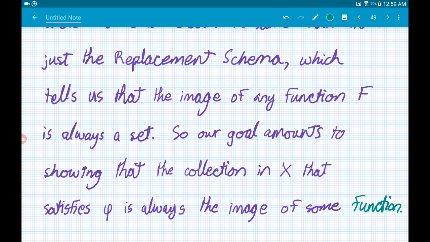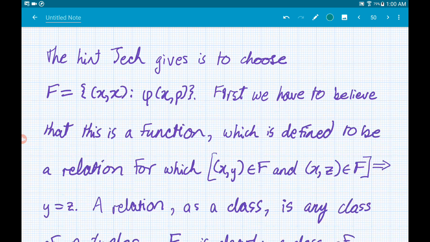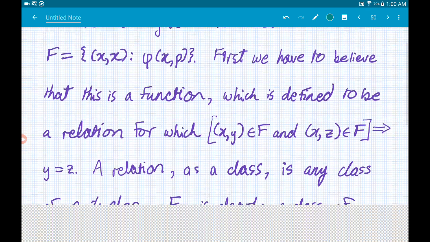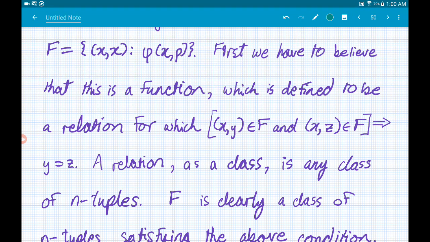So the task is, given a phi and given an X, we would like to find the appropriate function with that set as its image. The author gives us a very substantial hint, namely to take this particular function.